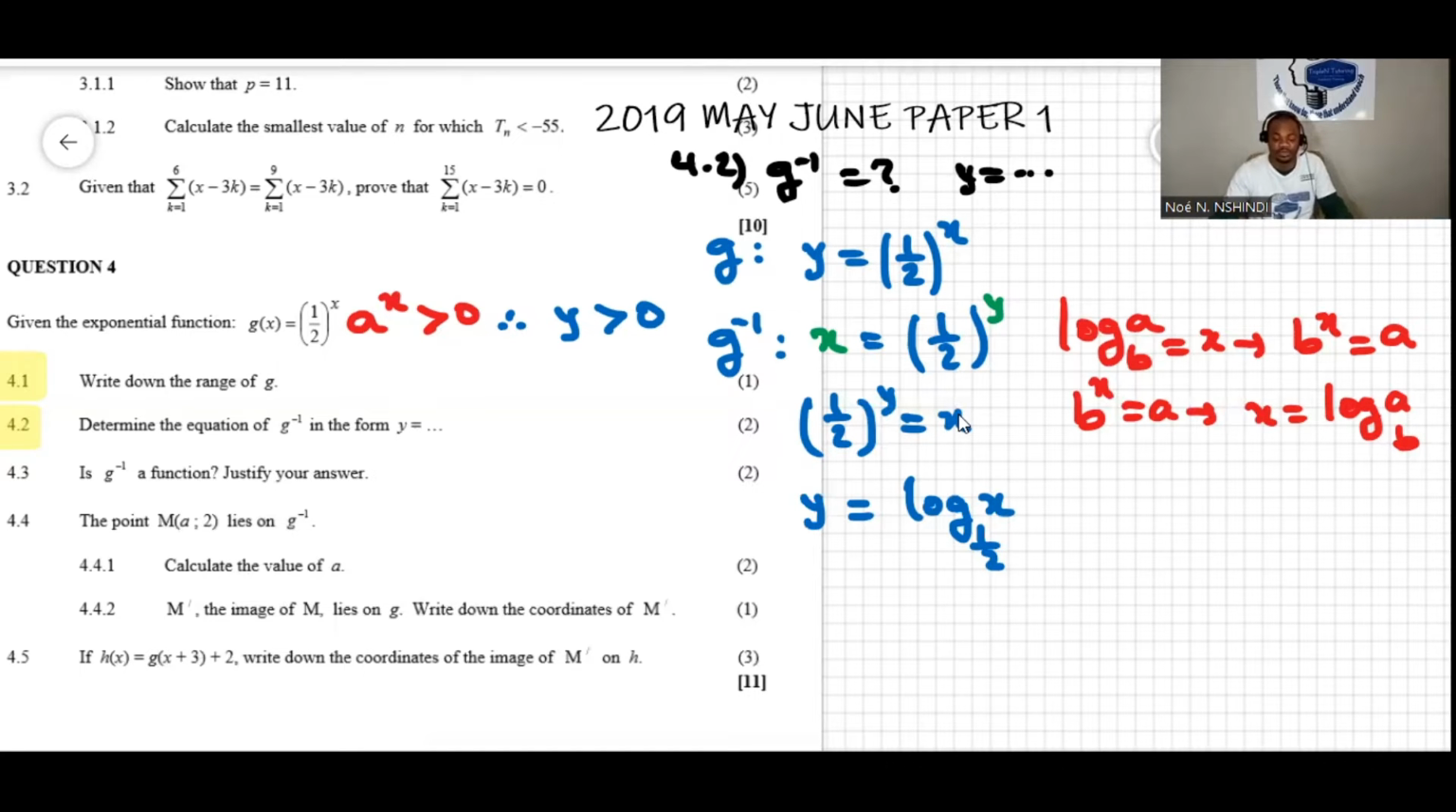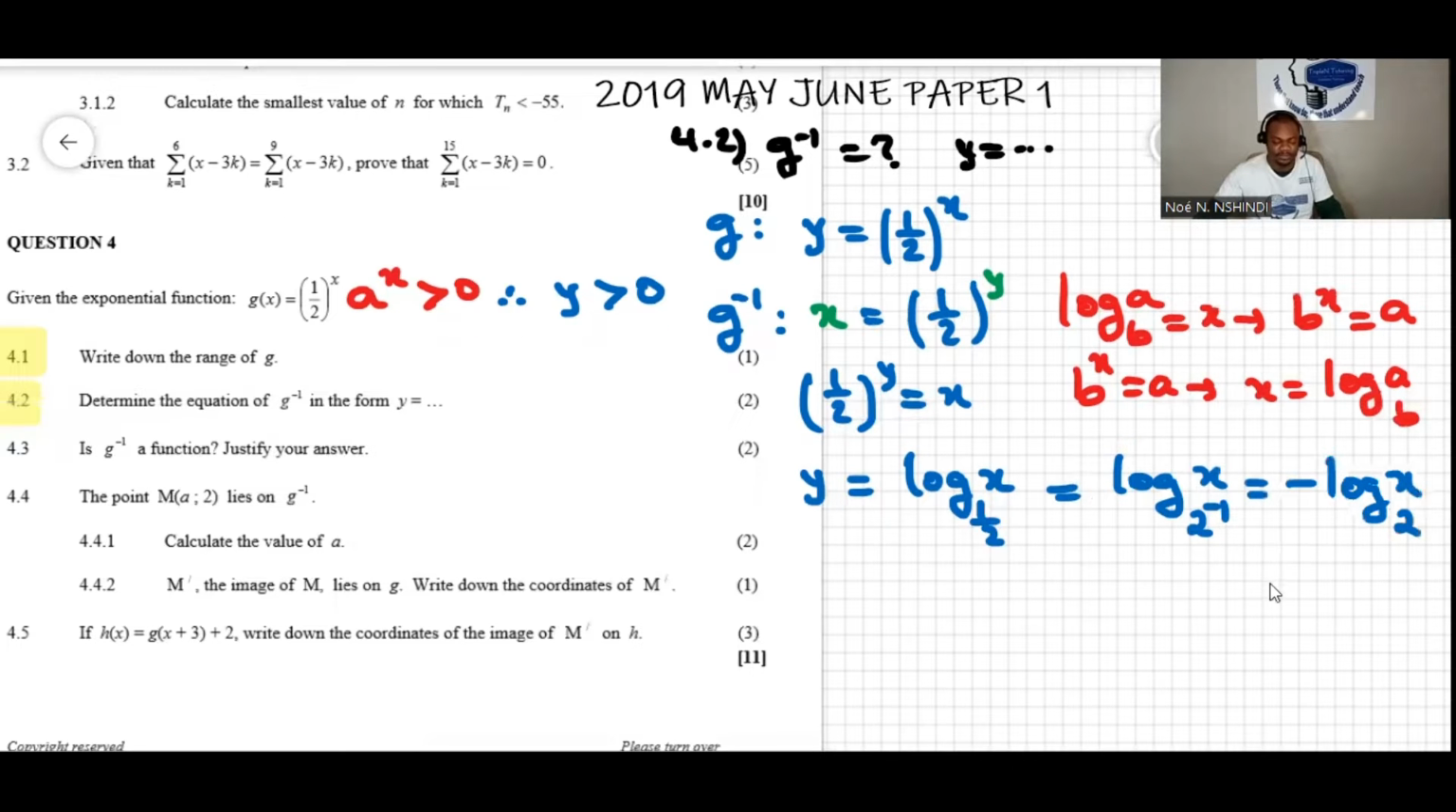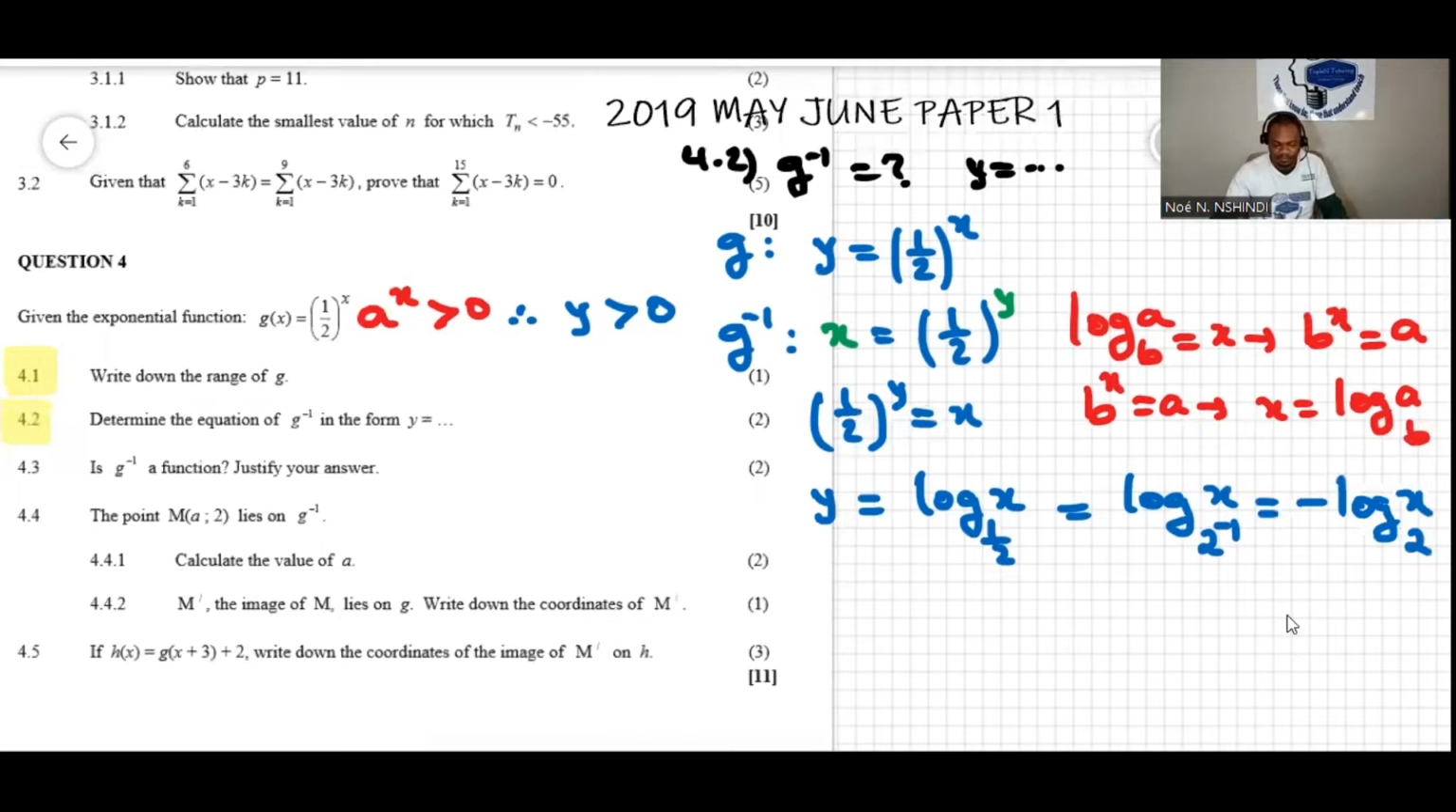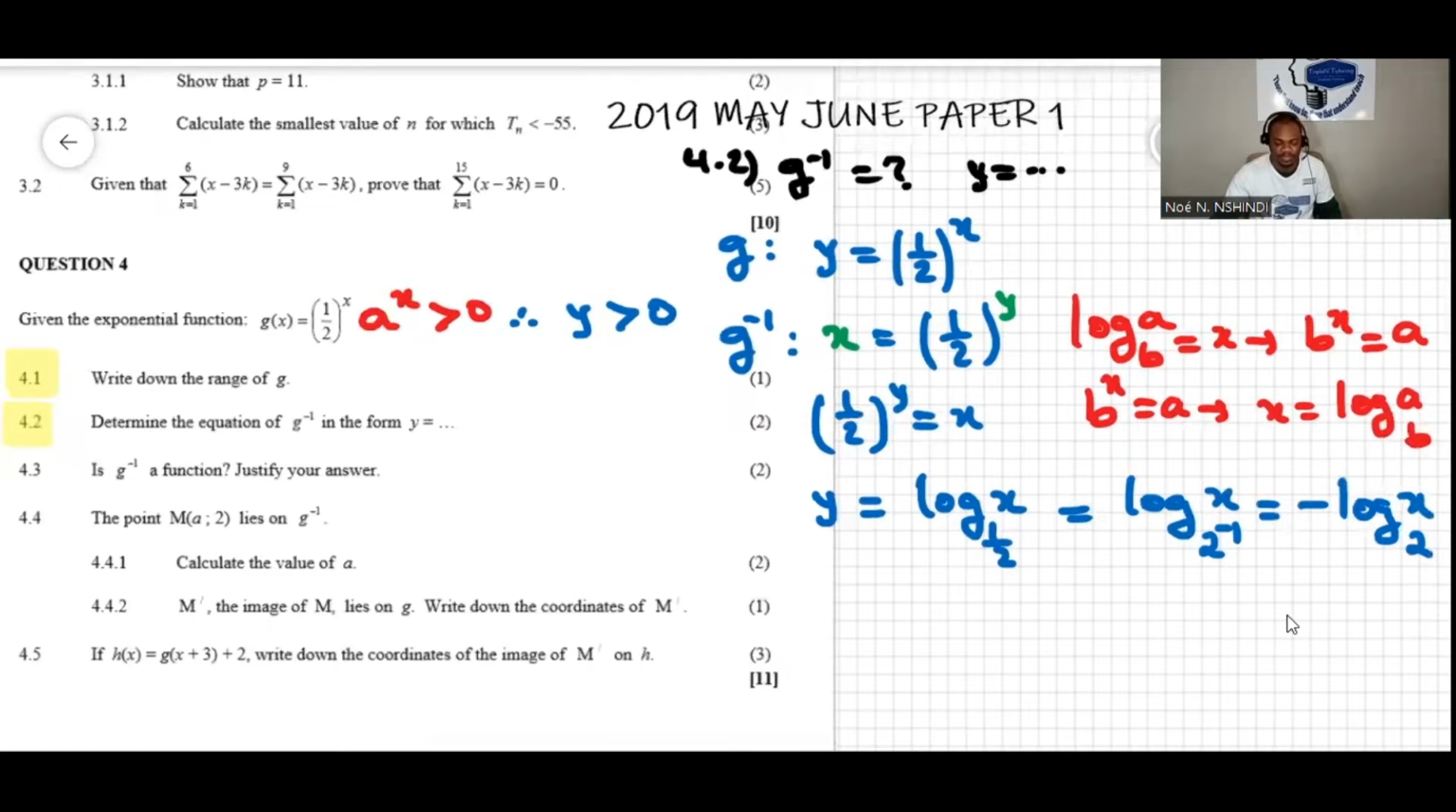Someone else can also write this answer, if you know the log properties, as x base 2 to the negative 1, which is also the negative of the exponent, so negative log x base 2. You can use this if you know the logs property, because we can rewrite the same like this, or else we can solve it like this. Let me show you how someone could transform it.